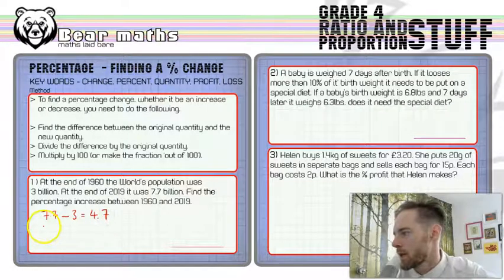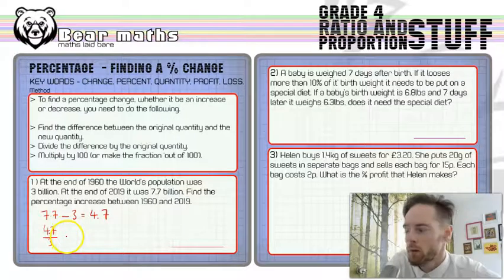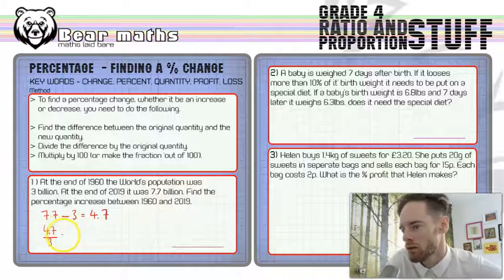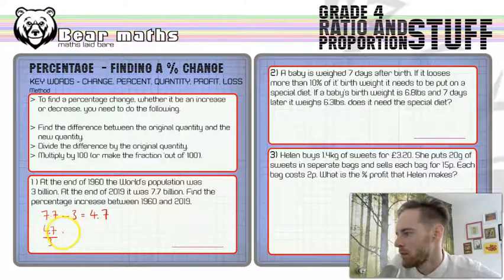We then take that answer, 4.7, and we divide by the original 3. The original number was 3, well, 3 billion. But like I said, we can forget about the fact it's billion here, because that's just putting unnecessary zeros onto our question. We don't need to calculate with that. So, that divided by that, and then we multiply by 100.